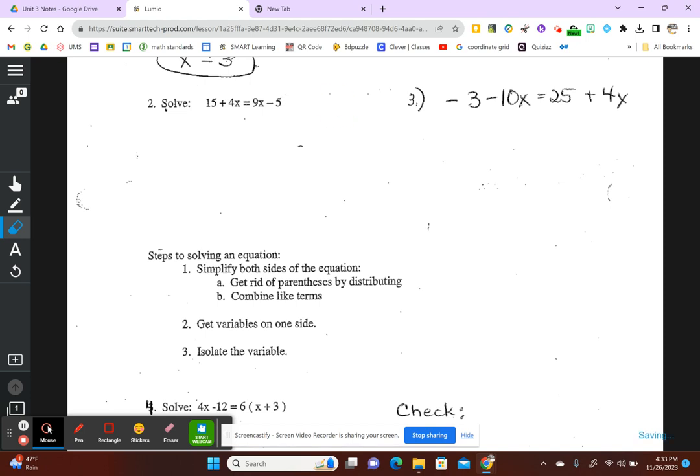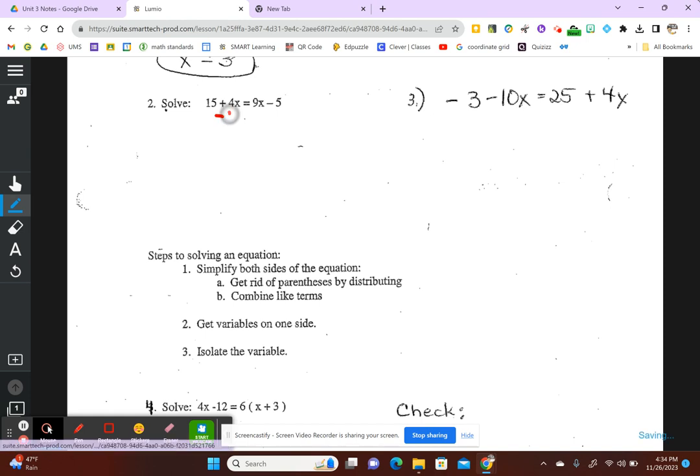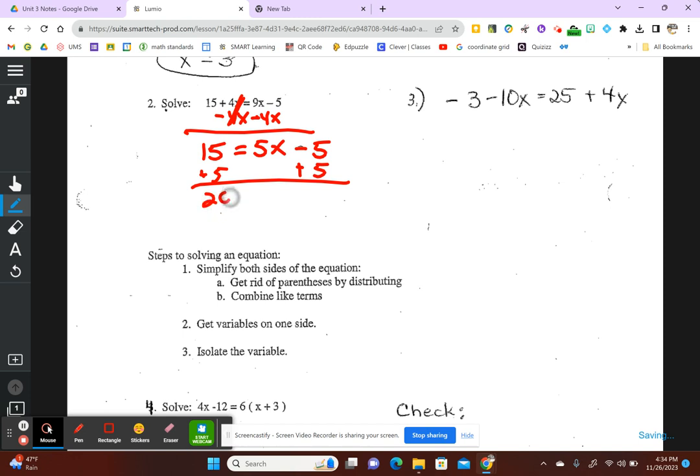So one way to do it, and I'm going to do it both ways, is to say, okay, I'm going to get rid of 4x from this side, which means I have to subtract 4x from that side. I'm left with 15 on the left. 9x minus 4x is 5x. These cancel out, minus 5. And that's going to be easy because now I add 5 and I get 20 equals 5x. Divide by 5, x equals 4. So that's one way to do it.